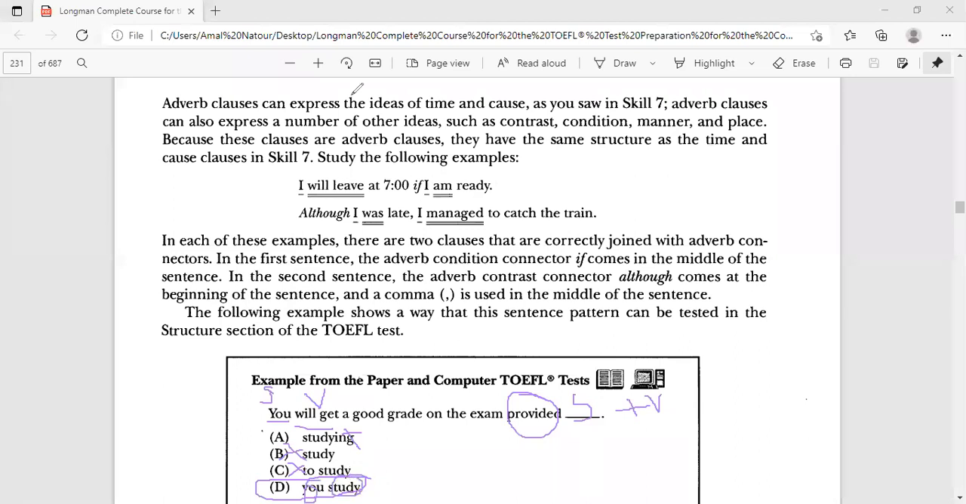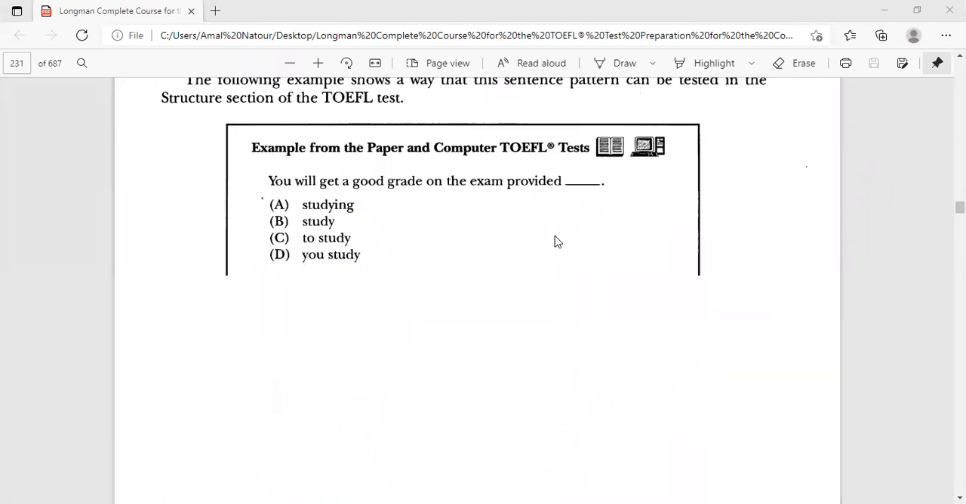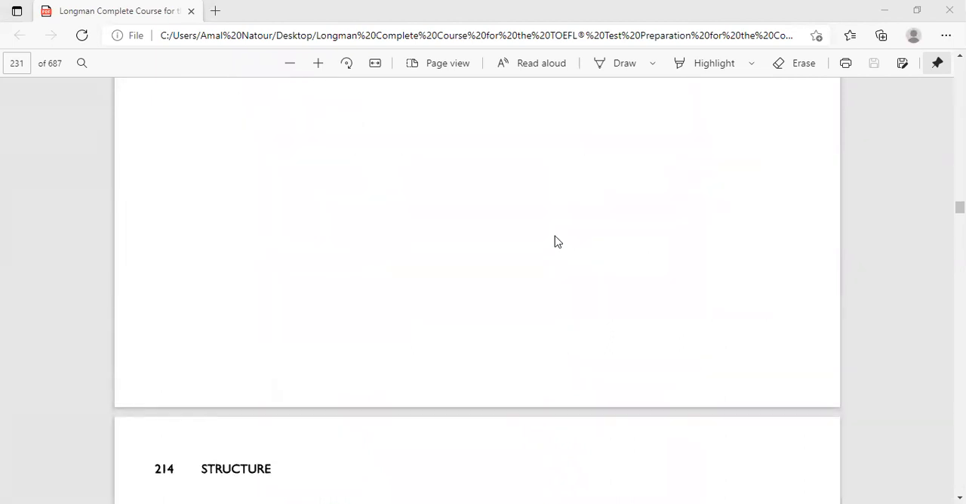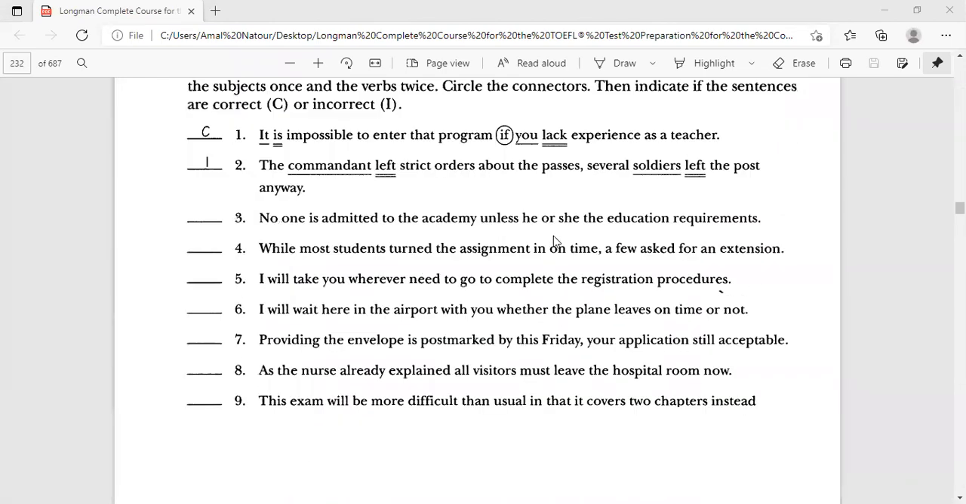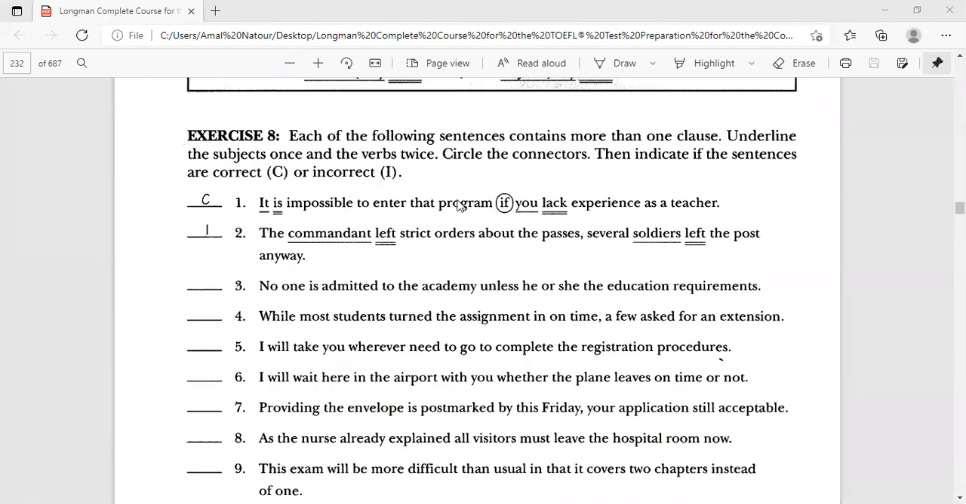Now let's look at these sentences and see if they are wrong or right, correct or incorrect. Let's answer this exercise. I'm going to do the first one, and I'm going to give you 5 minutes to do the others.